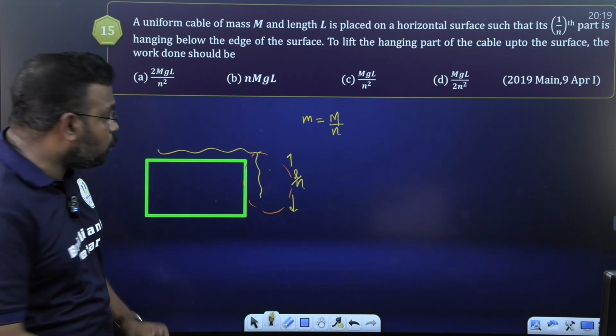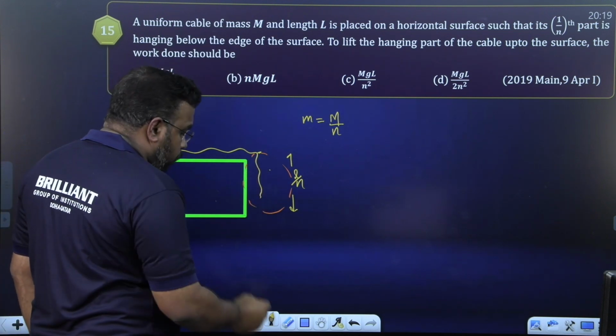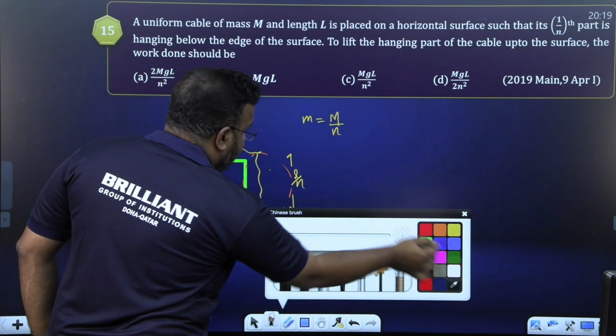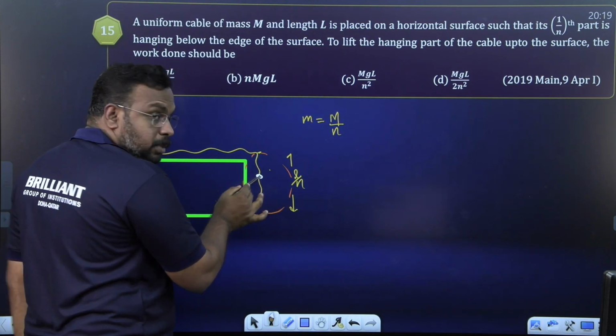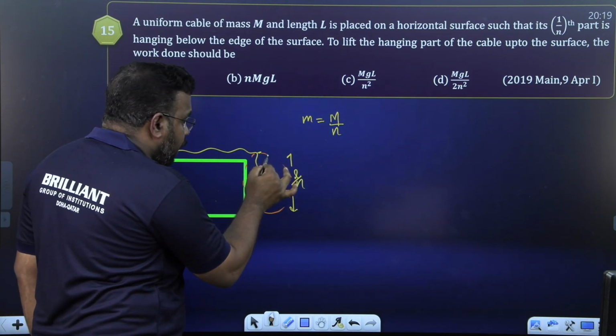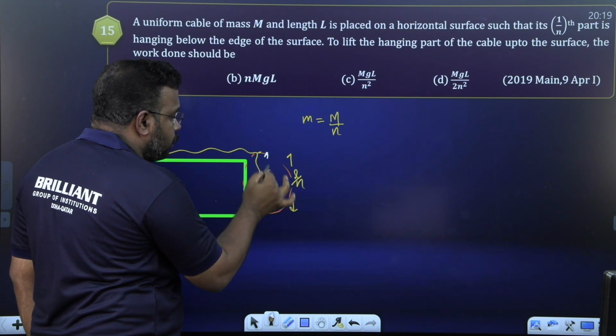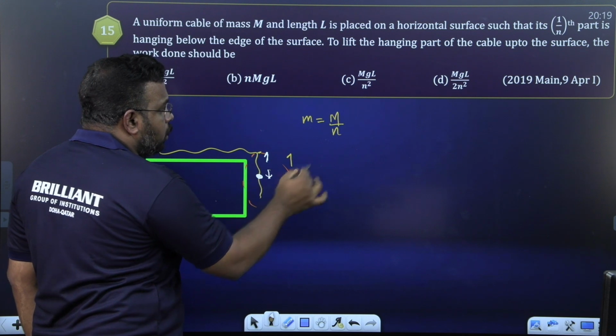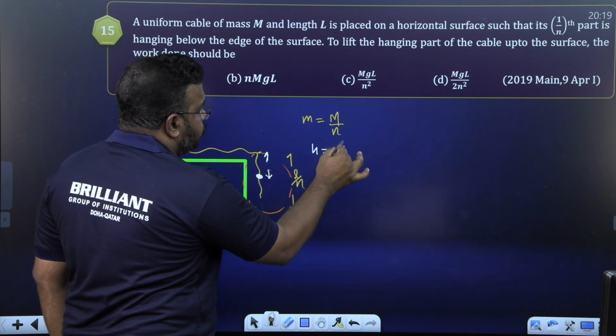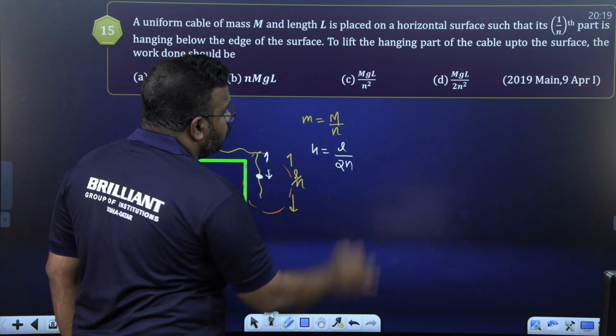Hope you remember what I told you in the last class. This is not a point mass, so we need to assume that the mass is concentrated at its center of mass. So center of mass means at the midpoint. So height means only half of that. That means half of L/n is L/2n. So h is equal to what? L/2n.